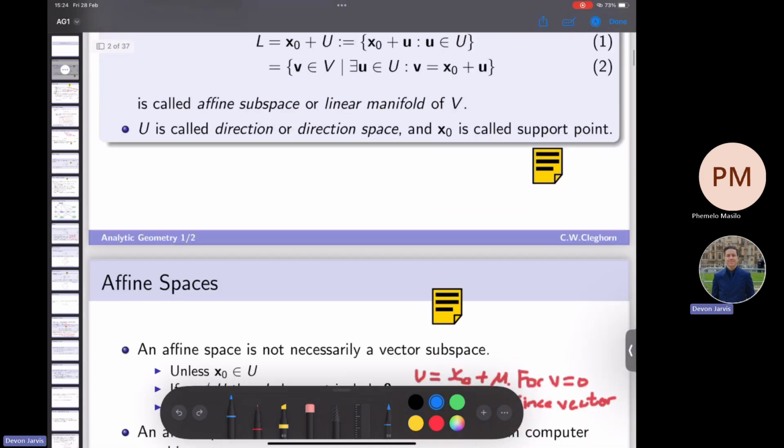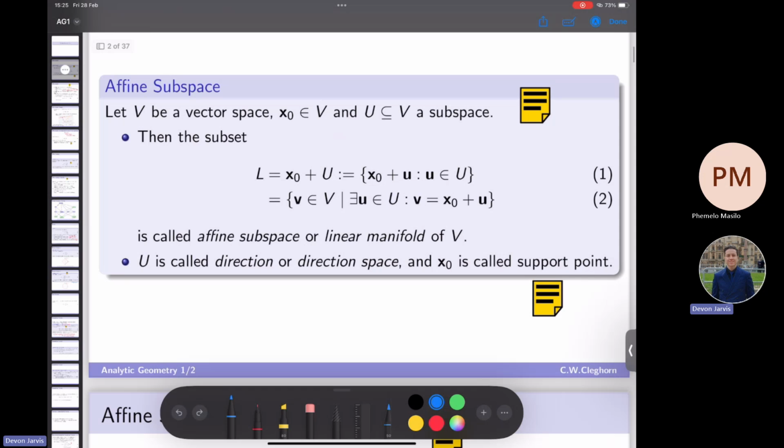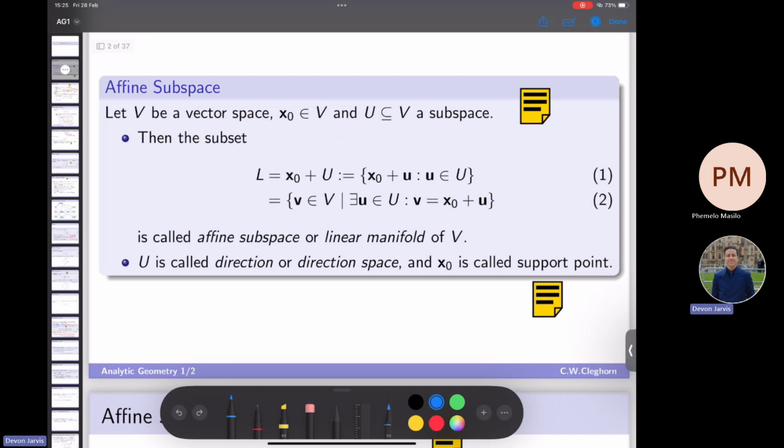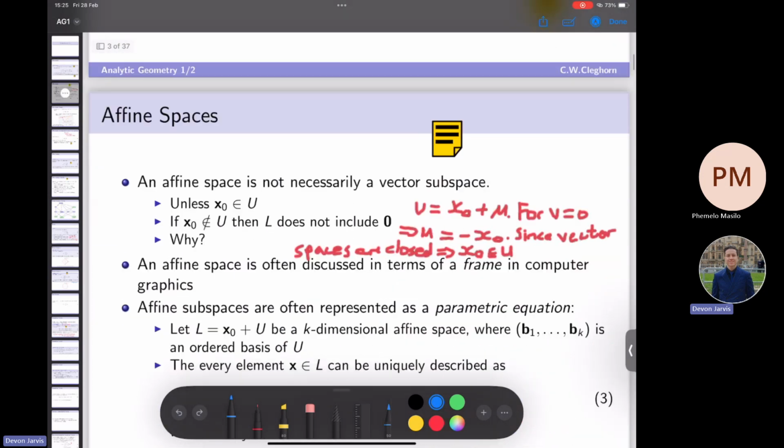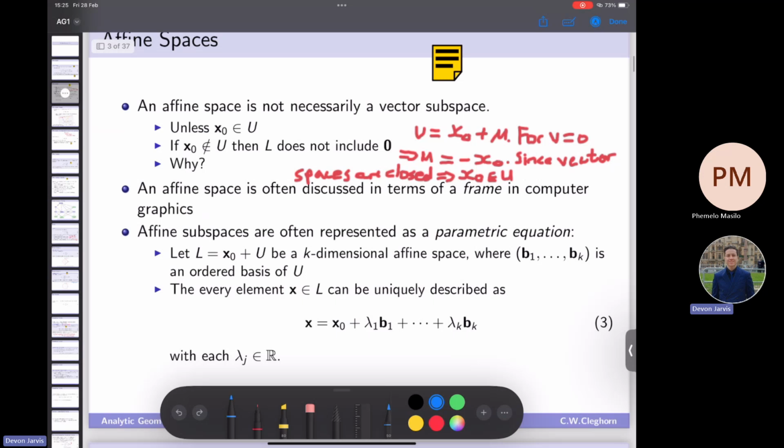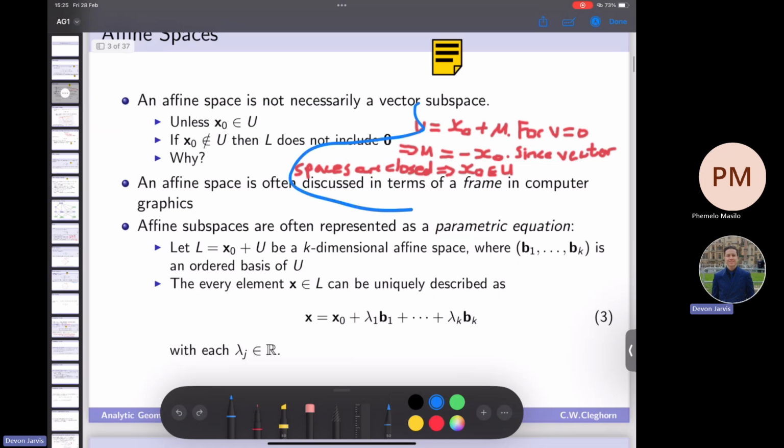I'll show a picture of it now. And so U is called the direction or the direction space, and x0 is called the support point. It is not necessarily a vector space, primarily because it's not guaranteed that 0 is an element of the space. And there's a little proof of this on the side here. But the intuition is that I know I've shifted my vector space off of 0, but if that x0 element itself is not in U, then I can't get the 0 vector out of my affine space.